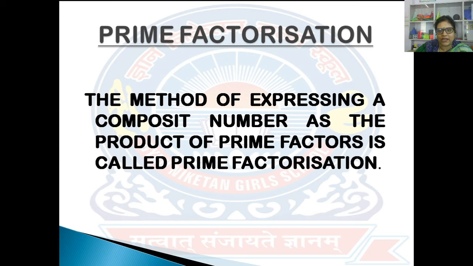The number which has only two factors is called a prime number. So, in prime factorization, we are dividing the composite numbers one by one, and a composite number is written as the product of the prime factors. Here, the definition was given. The method of expressing a composite number as the product of prime factors is called prime factorization.